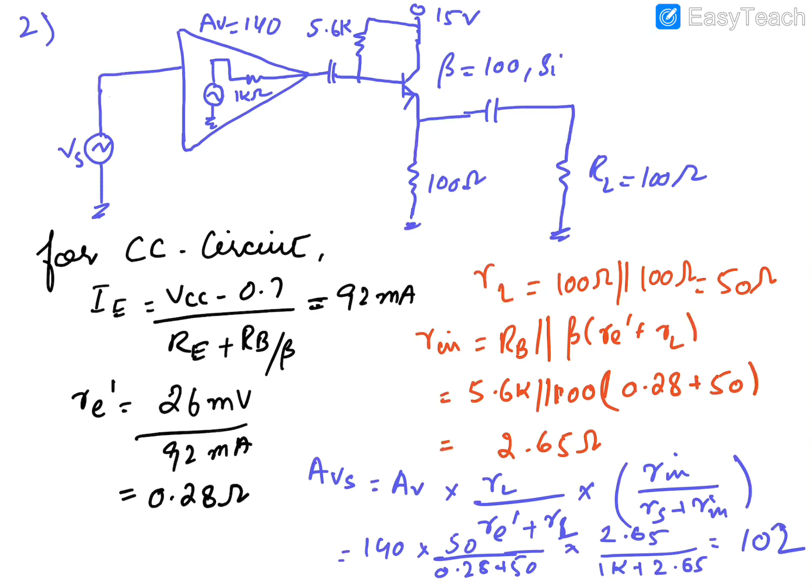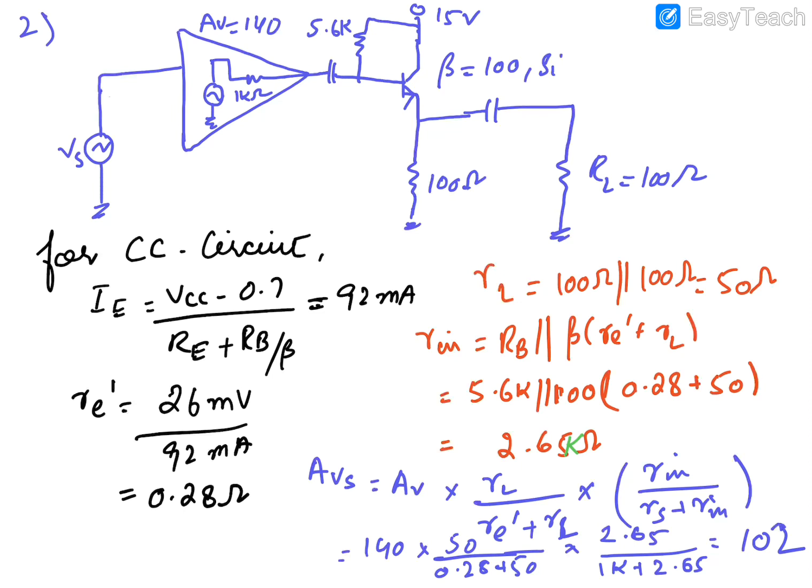Next is the input stage resistance, which is the parallel combination of RB and RI. RI is beta times RE dash plus RL. So Rin in this case is equal to 2.65 kilo ohms.